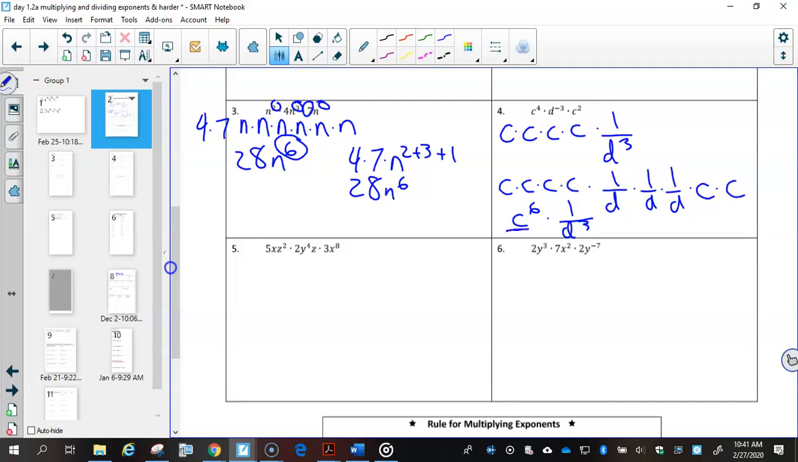Yes, you can. Because I can put this over 1 and multiply across. What would that be multiplied across? What's c to the 6th times 1? What's 1 times d to the 3rd?